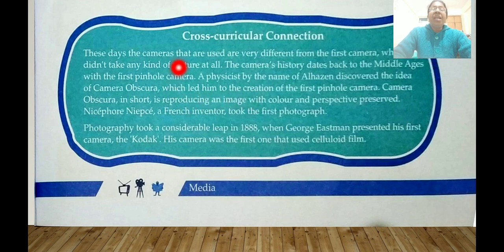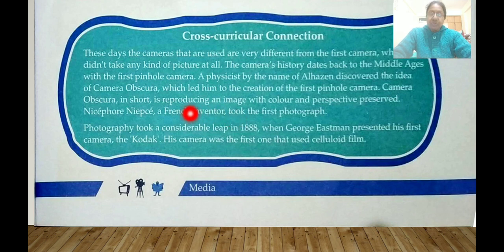Let's see. When did cameras start appearing in history? The camera's history dates back to the Middle Ages. So it's given here, dates back to the Middle Ages with the pinhole camera, the pinhole camera as the very first ones. So who discovered the idea of camera obscura? A physicist by the name of Alhazen was the first to discover the idea which led him to create the pinhole camera.